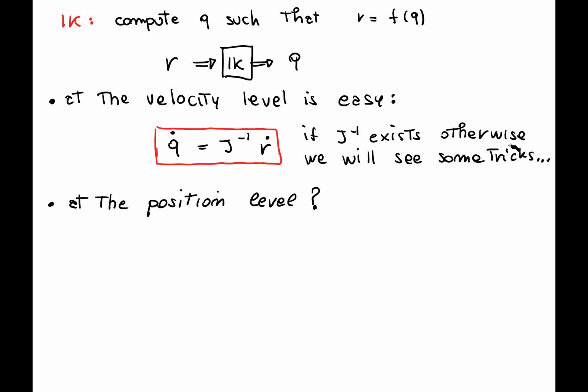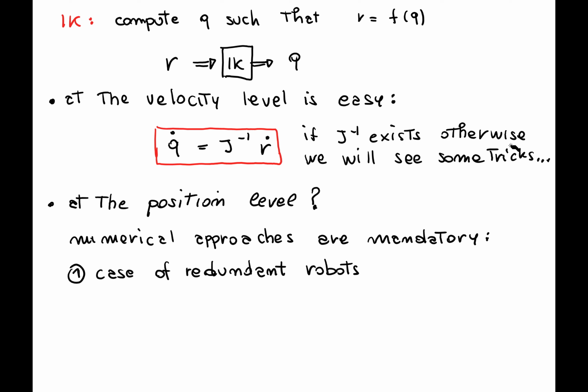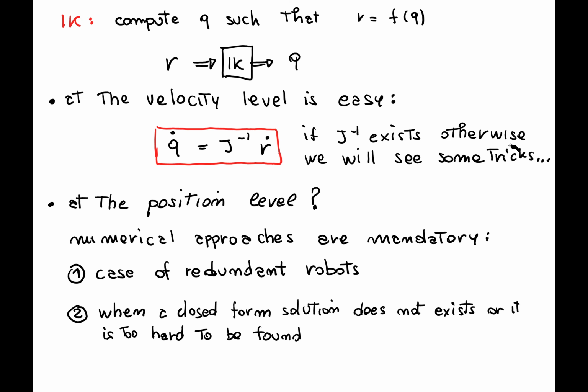But at the position level, there are some situations that we briefly introduced yesterday for which numerical approaches are mandatory. This is the case of redundant robots, because you remember we have infinite solutions. And the other case is whenever we are not good enough to find a closed form solution, or this one does not exist, or is too hard to be found, or we're just lazy and we don't want to think about that and use this systematic approach.